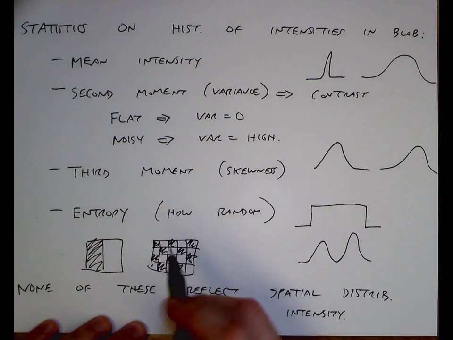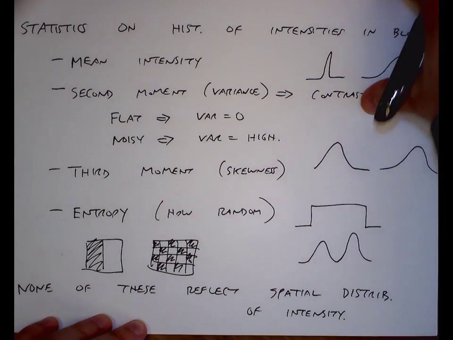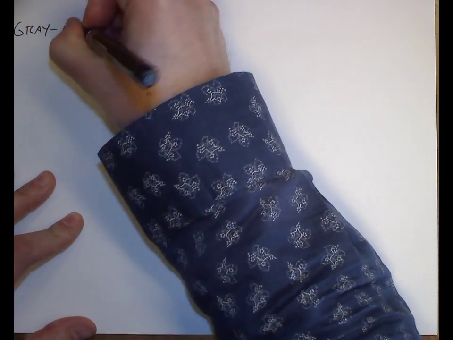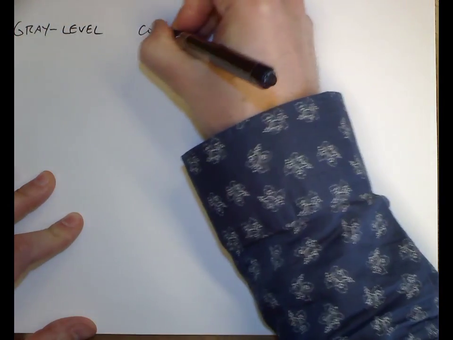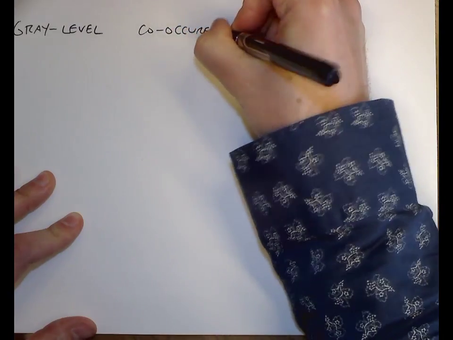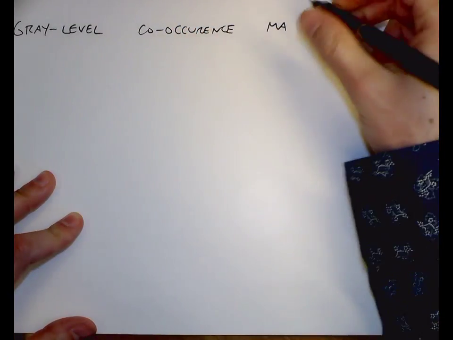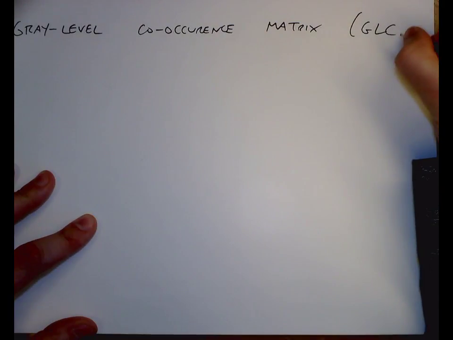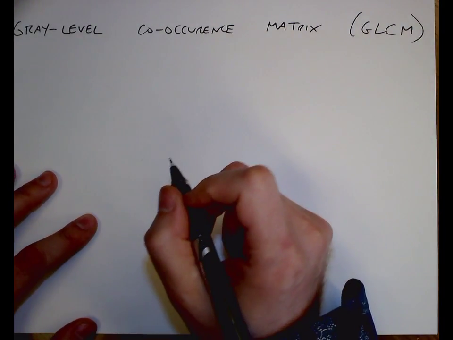So we need something that takes into account how the pixel locations and colors are correlated with each other, right? And that leads to an idea that is called the gray level co-occurrence matrix, or GLCM is what it's called. So, complicated name for a very simple idea.